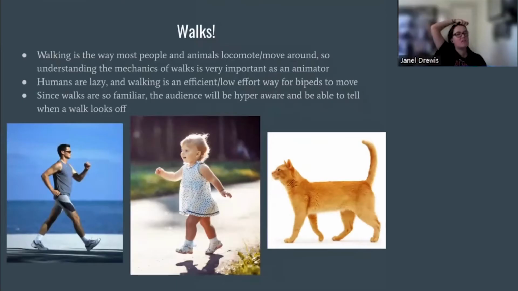So again, walking is the way that most people and animals locomote or move around. And so understanding the mechanics of walking is very important as an animator. People are lazy, and walking is a really efficient and low effort way for bipeds, beings that are on 2 feet, to move. My understanding is that it's one of the reasons that scientists think humans rose to be the dominant species on the planet, because we could walk for a really long time. So it allowed us to spread, easily move around the globe. There are other animals that can do that, but anyways, it's just a really efficient way for us to move around.